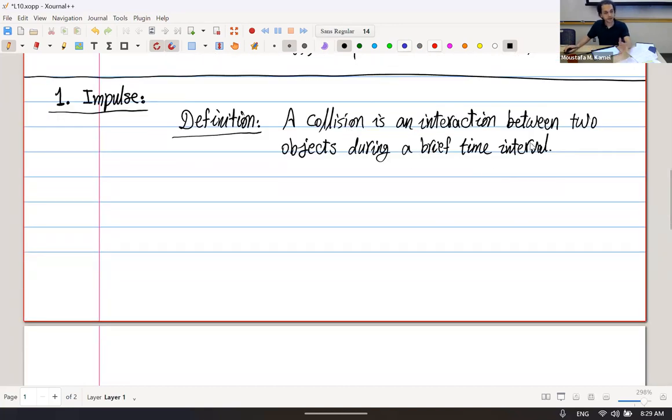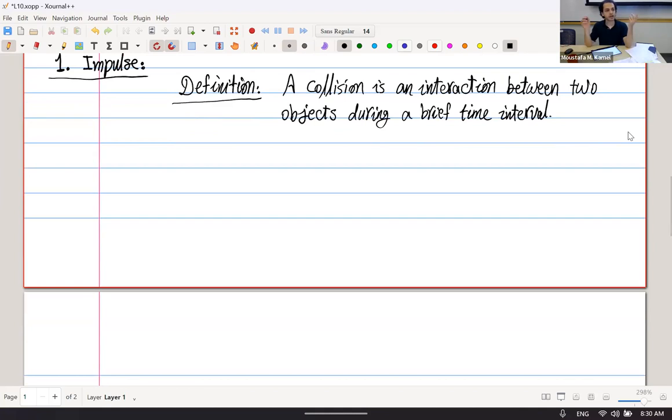I wanted to clarify this definition because when we think about collision, we usually think about crashing cars or things hitting each other. But the general definition of collision is just interaction between anything, like any contact between two objects is considered a collision if it's happening over a small enough time. Okay.